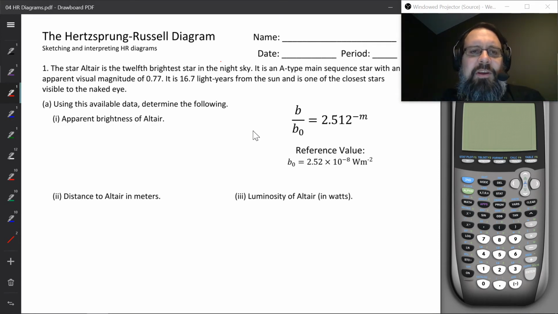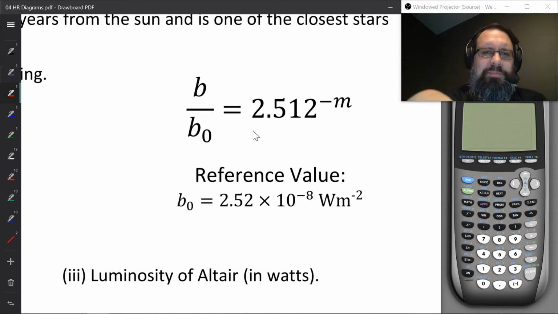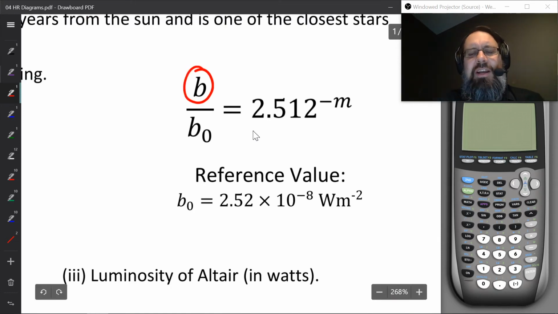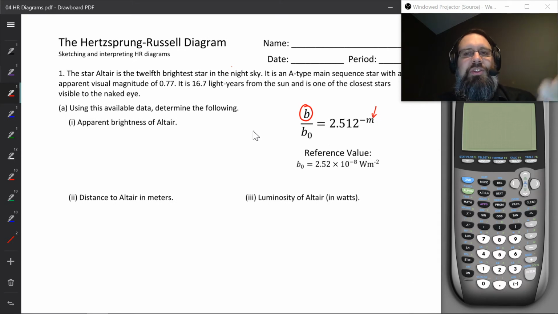Okay, using this available data, determine the following. What's the apparent brightness of Altair? In the video I had you watch last week, I don't think they had this equation, but this is the apparent brightness of a star, and then this is the magnitude of the star. I think they talked a little bit about the log scales. So what we're going to do is calculate the apparent brightness of Altair.